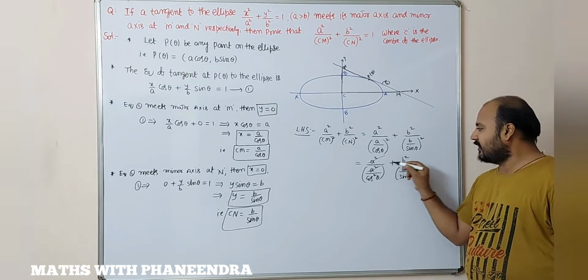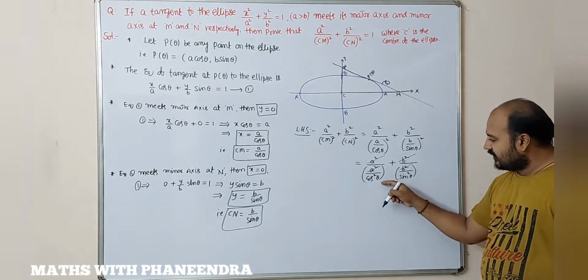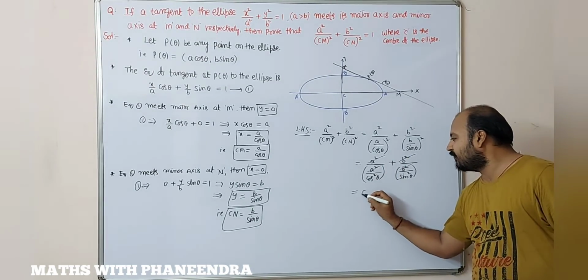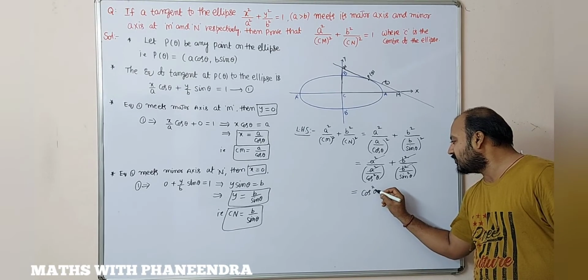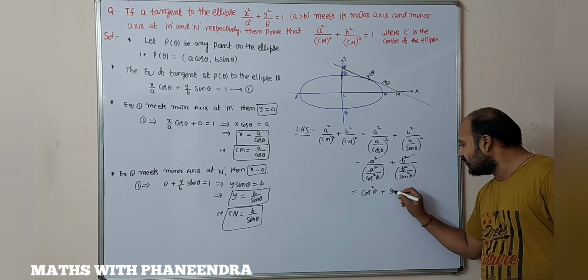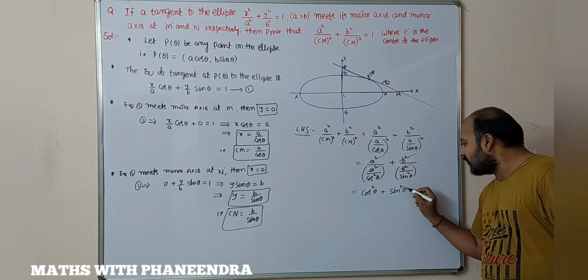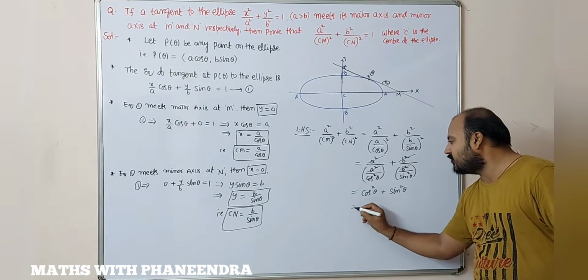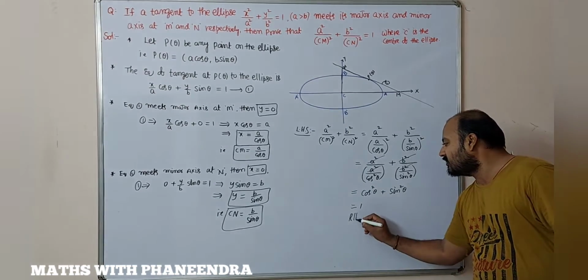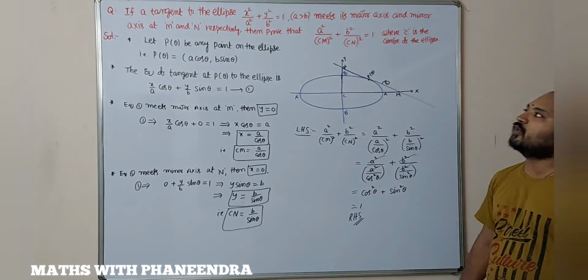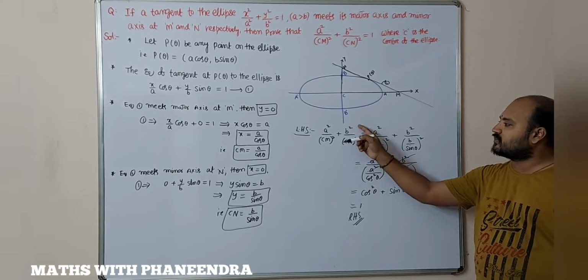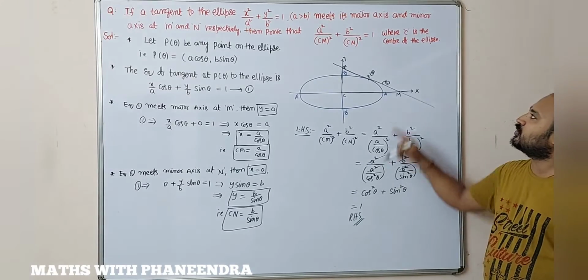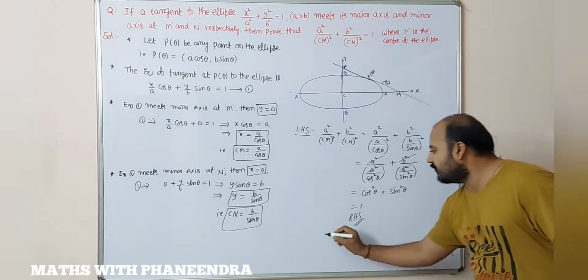So a square, b square get cancelled. Denominator of denominator goes to numerator. So cos square theta plus sin square theta. So sin square theta plus cos square theta value is equal to 1, which is what they're asking. It is the required solution. Therefore, a square by CM square plus b square by CN square is equal to 1. Hence the result.